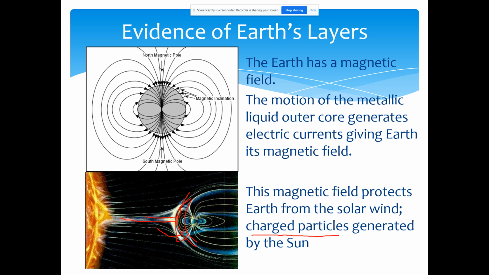Right here where the umbrella kind of dips, you might get a little bit of those ions, those solar wind particles hitting the Earth. And that's where we get glowing lights in the night sky like the aurora borealis.